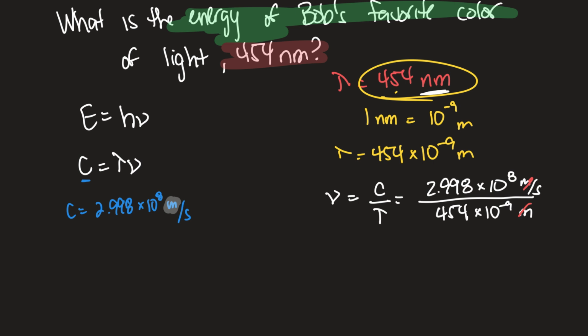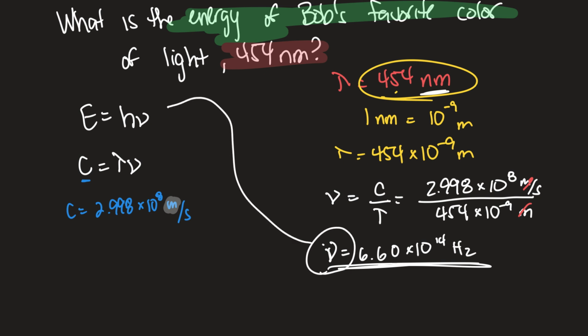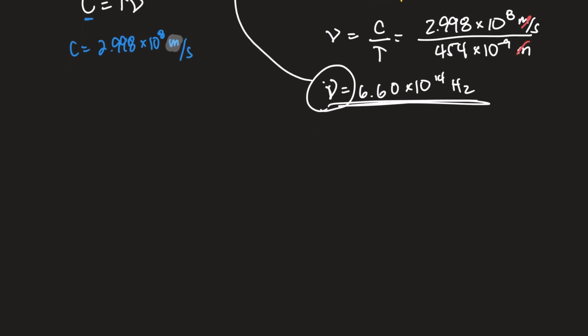When we do that, 2.998 times 10 to the eighth over 454 times 10 to the negative 9, we see that our frequency in this scenario is 6.60 times 10 to the 14 hertz. So now we have our frequency. Now that we have our frequency, we can take this and plug it in to find energy.